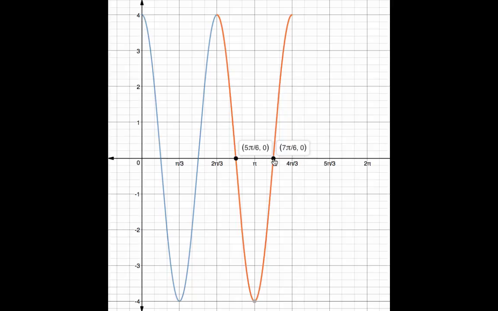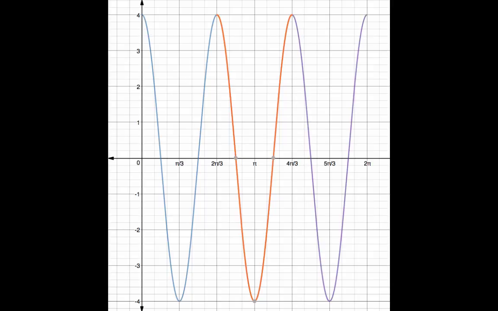Why don't you try and pause the video now and work out where the start and end point will be, where the minimum point will be, and where the 2 points where it cuts our x-axis will be. Okay, let's see if this is what the points that you got. Our graph is going to go down to minus 4 and back up to 4 and finish when x equals 2 pi. You'll notice that it cuts through the x-axis here at 3 pi on 2, 0, and cuts through the x-axis here at 11 pi on 6, 0.